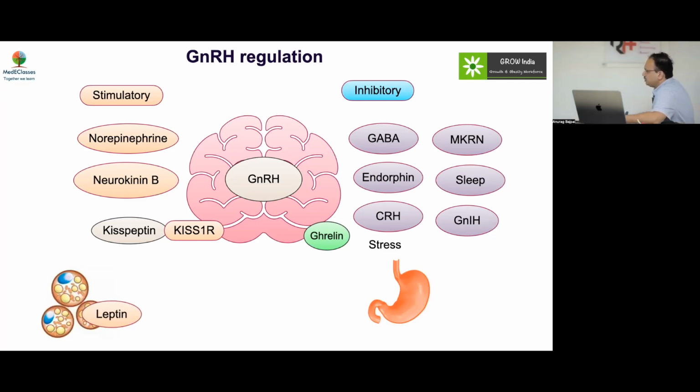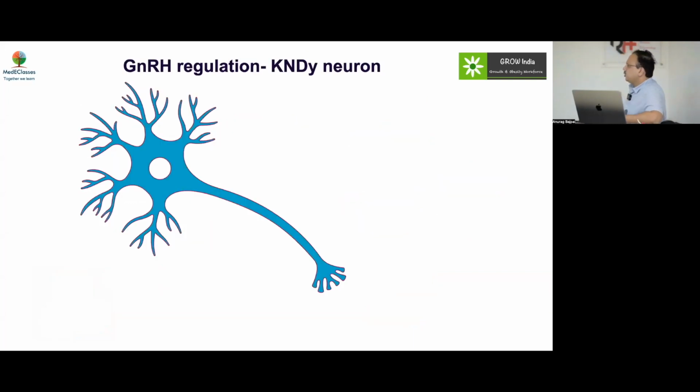So adipocytes, when you got too much fat, you will have leptin, which will act on the leptin receptor, which is there in the kisspeptin neuron to cause, okay, you can now go into puberty. And we'll talk about that a bit later. Now, this KNDY neuron is basically a neuron which secretes kisspeptin, neurokinin, and dynorphin. These are the three ones. The most important, of course, is kisspeptin.